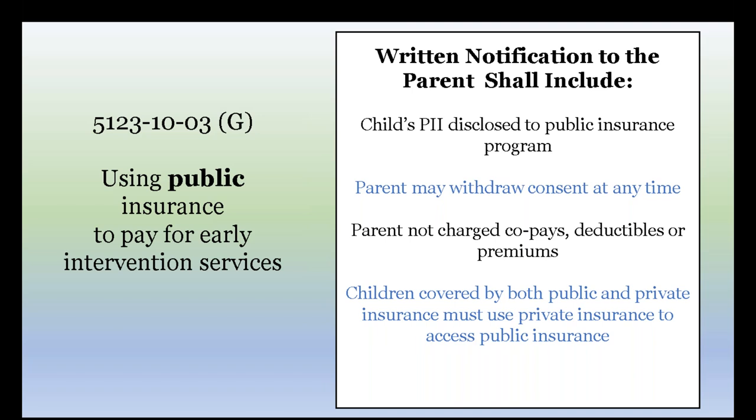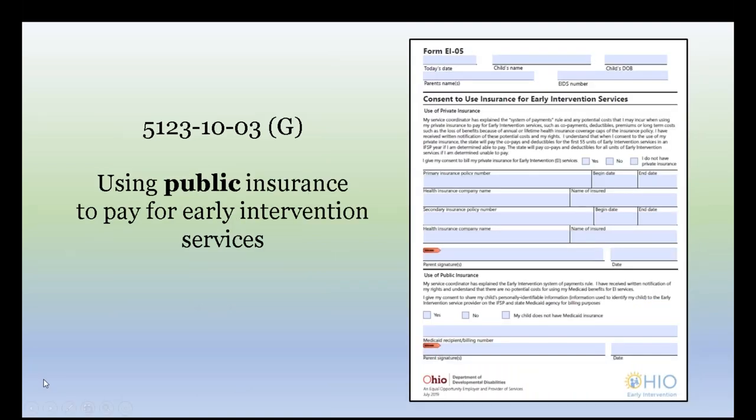Okay, when using public insurance to pay for early intervention services, the early intervention service coordinator will obtain an initial one-time parent consent for the disclosure of the child's personally identifiable information, or PII, to the public insurance program for billing purposes using EIO5, which is, again, a consent to use insurance for early intervention services. So let's look at EIO5, and what we're going to do is we're now talking about a family that has public insurance. They do not have private insurance. So what we're going to do is have the family mark, I do not have private insurance, at the top, in that top section, and then they're going to sign that they do not have private insurance.